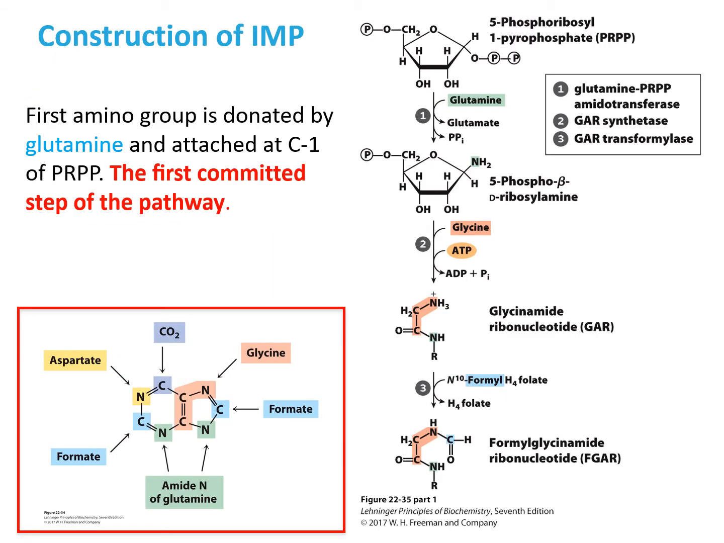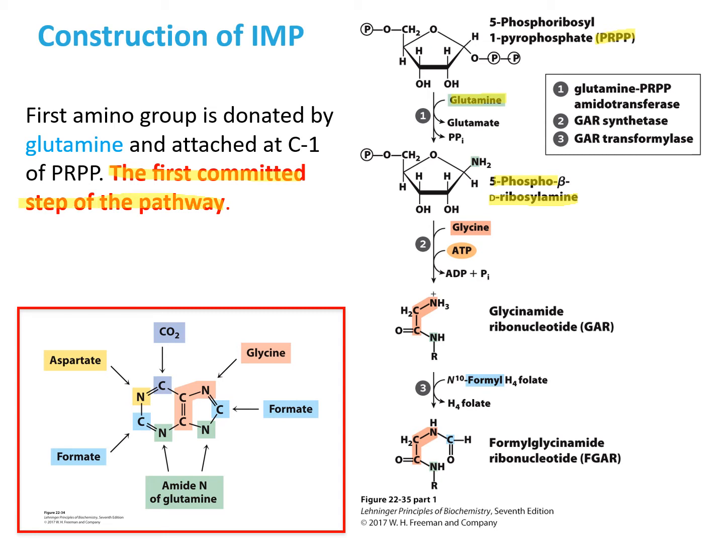So here we can see the first reaction in the diagrammatic view: PRPP joins up with the glutamine amino acid, and the product is 5-phosphoribosylamine, and this is the committed step, the rate limiting step of the whole pathway, the control point.